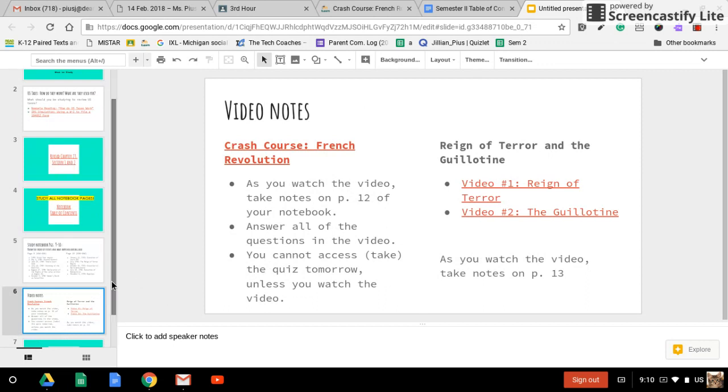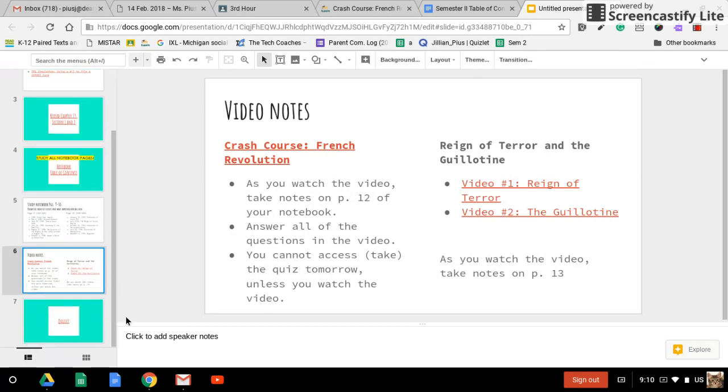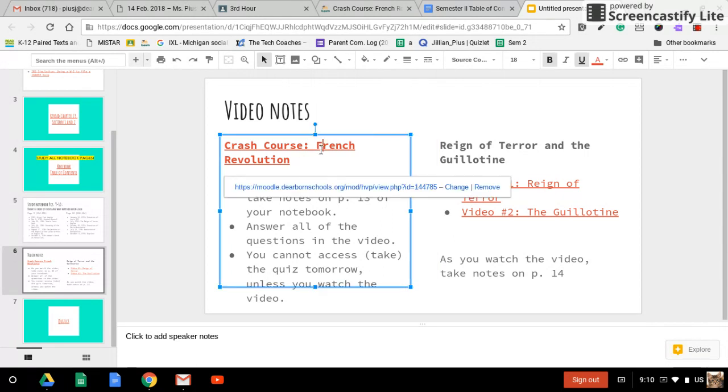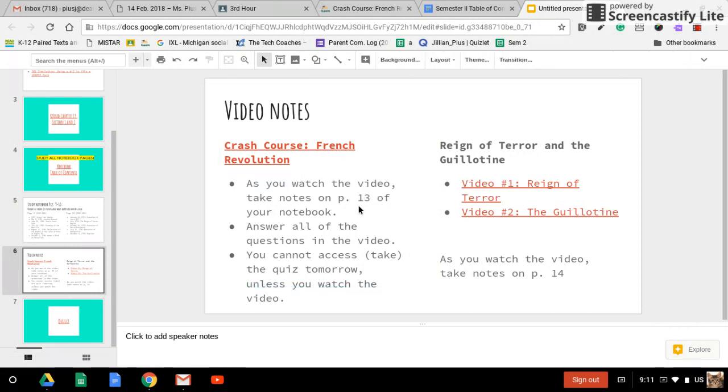And then one of the last pages that we added was page 13 and 14 of your notebooks. So page 13 looked at the Crash Course French Revolution video. So again, this reddish part is a link that will take you to the video that you need. So as you watch the Crash Course video, you are going to take notes on page 13 of your notebook. And then you are going to answer the questions in the video. So there are questions, the video will stop and it will ask you questions to help you review. All right. A tip, I would write down the questions as part of your notes. All right. So that the questions are important. So make sure you are able to answer them.